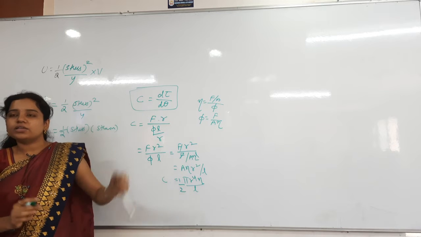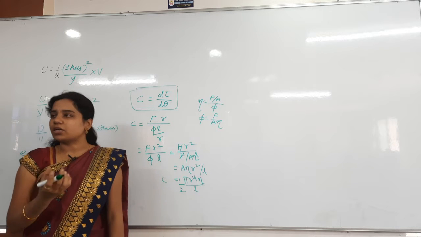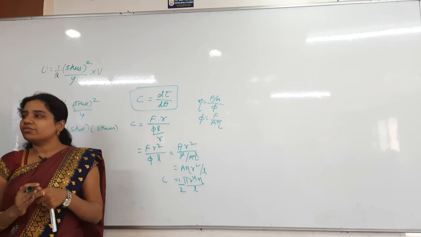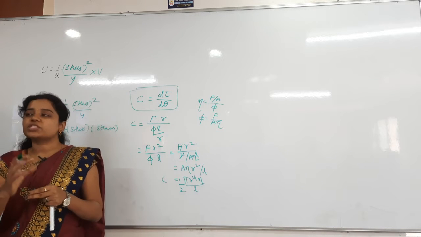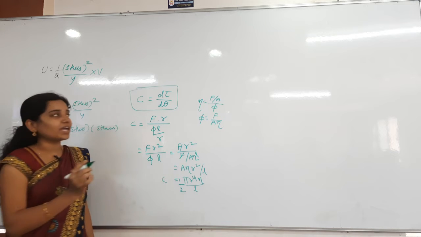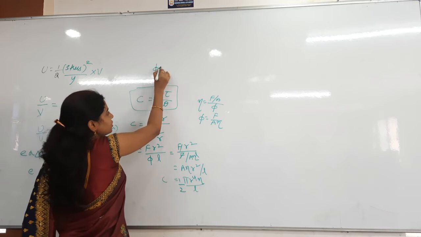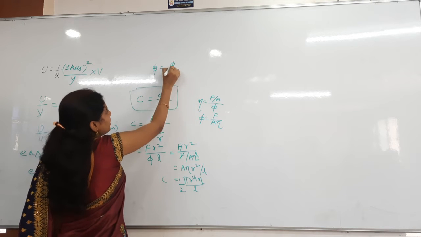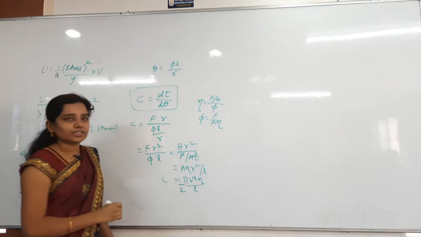And moreover, based on the torsional pendulum or torsional rigidity, what is the main formula? It is nothing but the relation between the angle of twist and the angle of shear. What is the relation between angle of twist and angle of shear? Theta is equal to phi L by R. This is the relation between them.